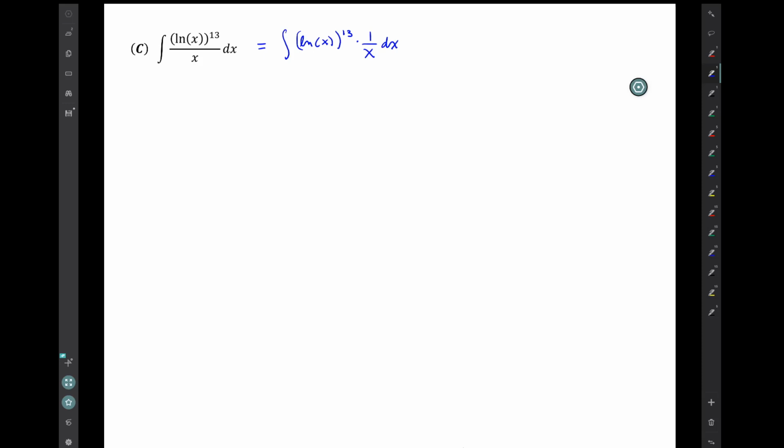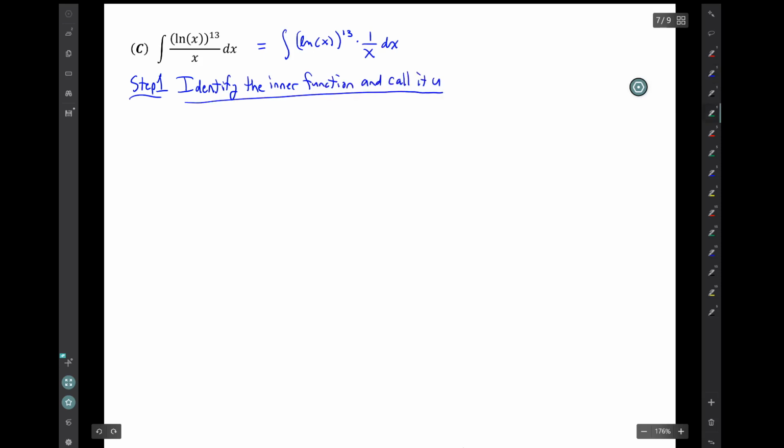So let's do our procedure. Step 1 is to identify the inner function and call it u. Well, the inner function is the thing that's sitting inside of the parentheses. There. So we write that equation and we circle it.